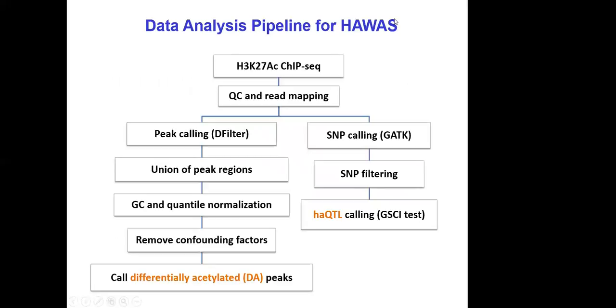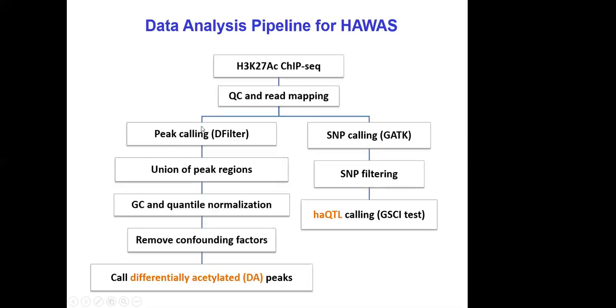So what did we do with the data? We had a histone acetylation ChIP-seq, 207 data sets. Started with QC, of course, and threw away the bad data sets and mapped the reads. And then we had two separate pipelines because there were two things we wanted to do with the data.